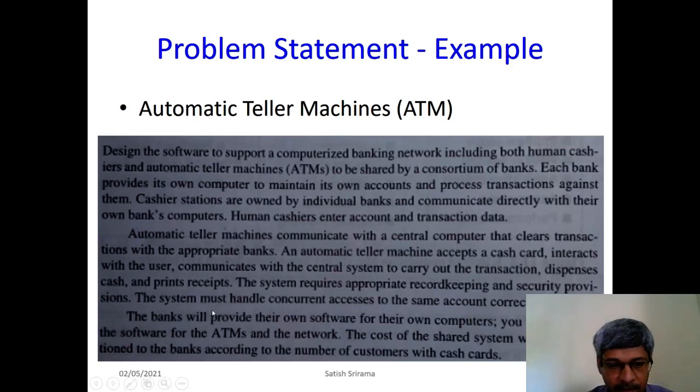The banks will provide their own software for their own computers. You have to design the software for the ATMs and the network. So you are putting the boundaries for your system. It is very clearly defining what part this system should be developing. The cost of the shared system will be apportioned to the banks according to the number of customers with cash cards. It is eventually a shared system, and who will pay for it and how the cost will be shared is also provided in this problem statement.